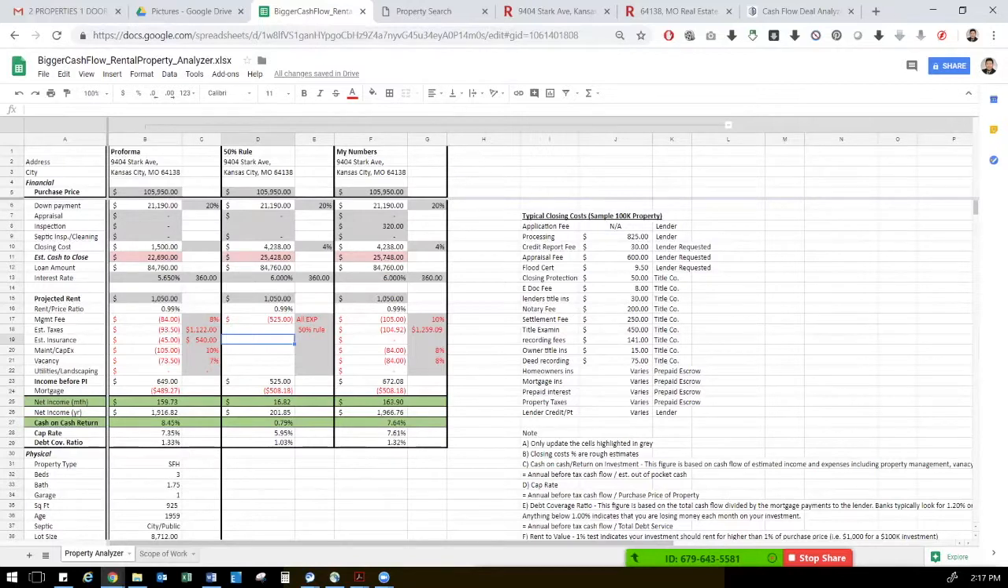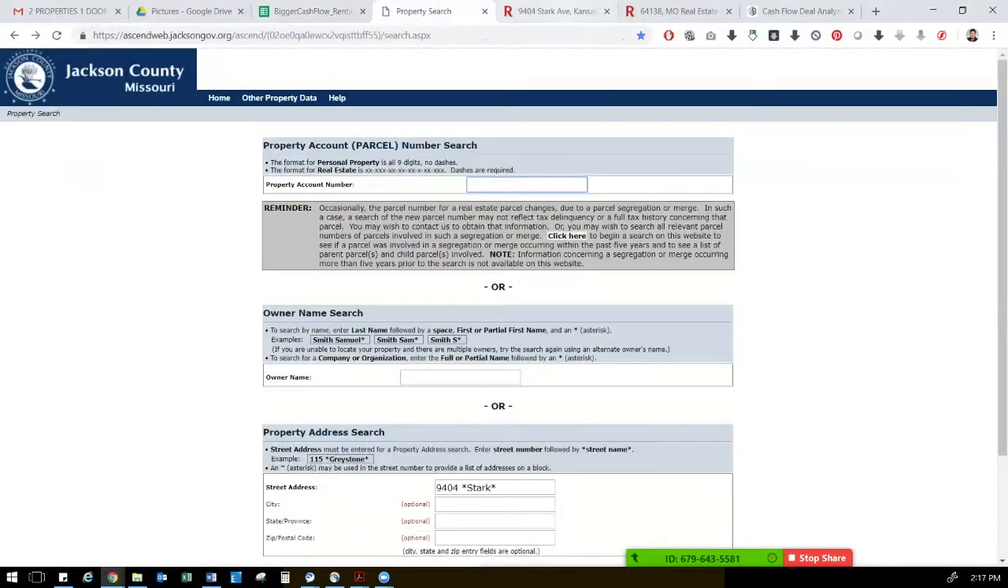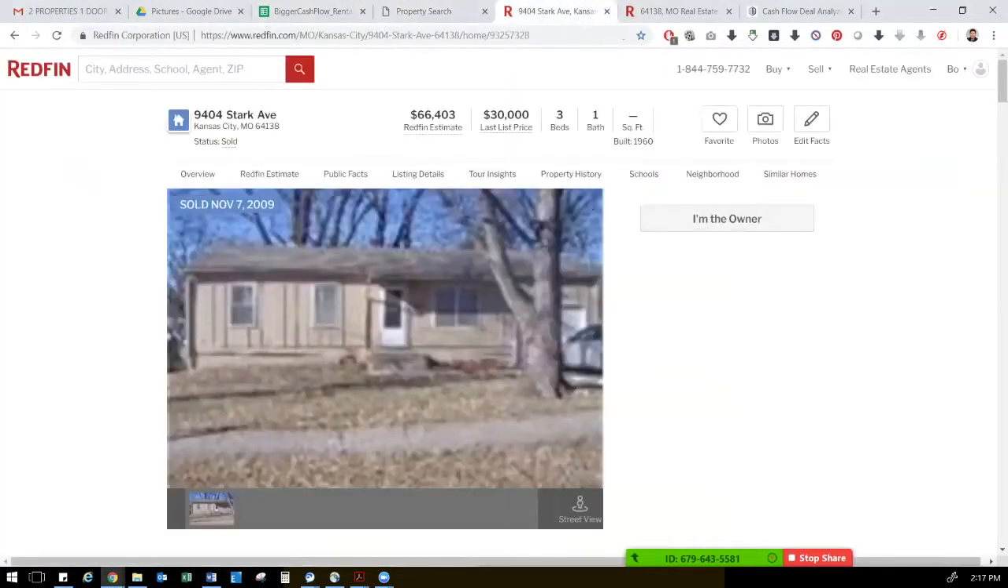Now, I want to show you how I researched this property. And let's go through the due diligence package that they have sent over to me. So I like to use Redfin. It's one of my more often used sites for all of my real estate research. And I did a quick search on 9404 Stark. And here, they have the Redfin estimate, the last list price on the MLS, and some of the property details.